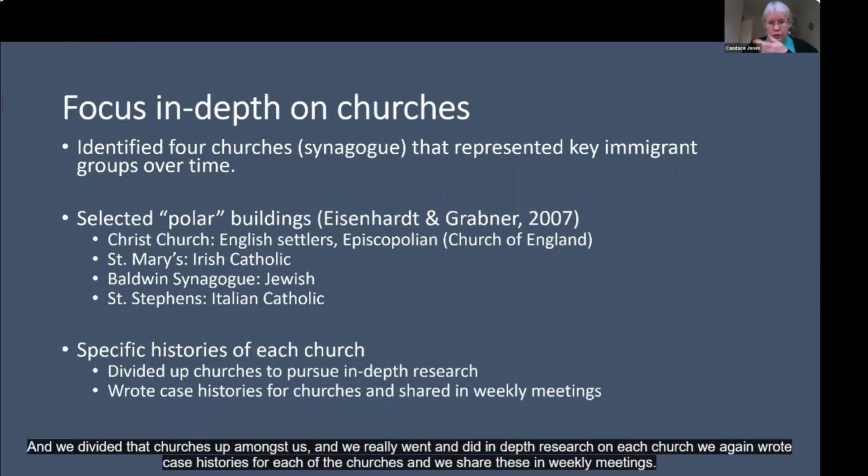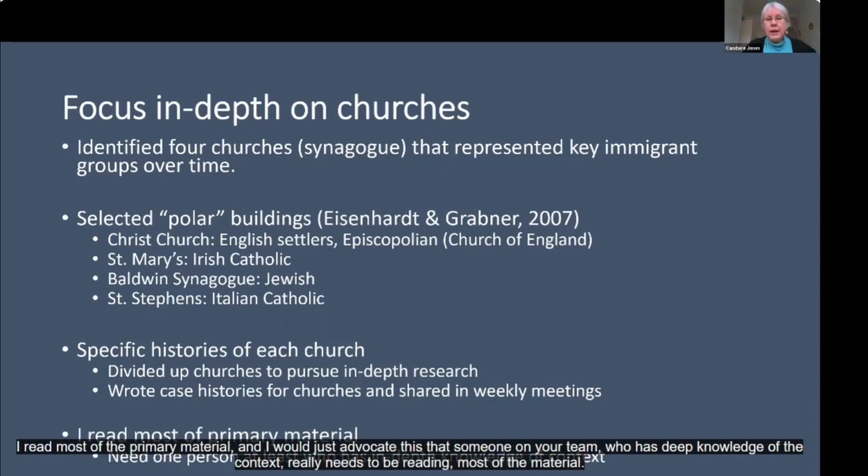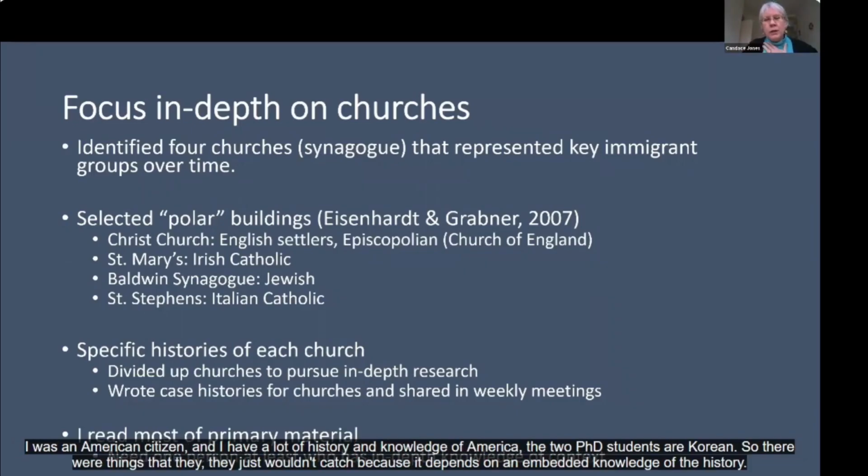And we divided the churches up amongst us, and we really went and did in-depth research on each church. We again wrote case histories for each of the churches, and we shared these in weekly meetings. I read most of the primary material, and I would just advocate this, that someone on your team who has deep knowledge of the context really needs to be reading most of the material. I was an American citizen, and so I had a lot of history and knowledge of America. The two PhD students are Korean, so there were things that they just wouldn't catch because it depends on an embedded knowledge of the history.